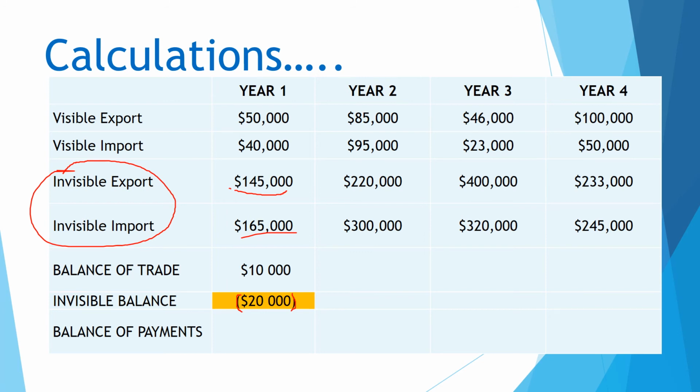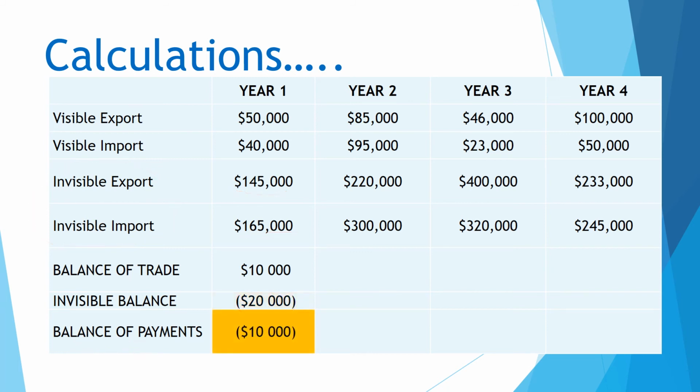Balance of payment. If you recall, the formula for that is total exports take away total imports. So what we're going to do is add up both exports and add up both imports, and take away the imports from the exports. Our calculation was $10,000. Okay?